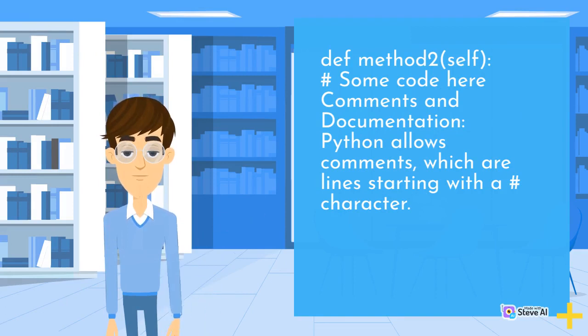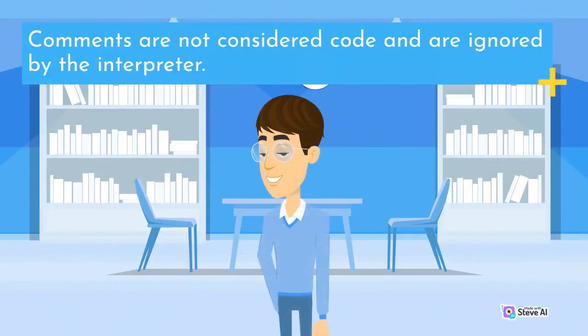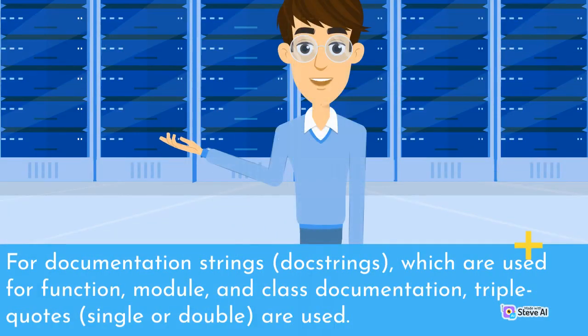Comments and documentation. Python allows comments, which are lines starting with a hash character. Comments are not considered code and are ignored by the interpreter. For documentation strings, docstrings, which are used for function, module, and class documentation, triple quotes, single or double, are used.